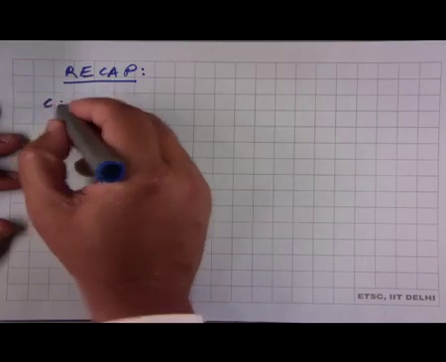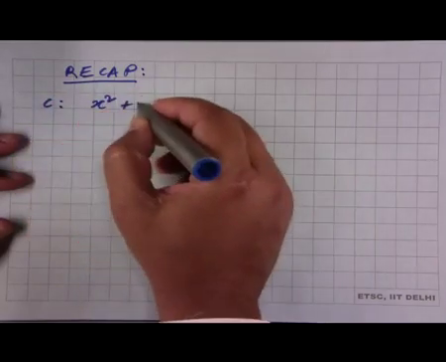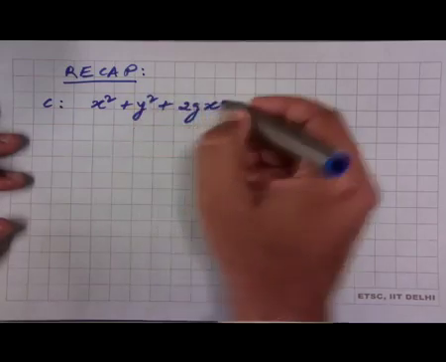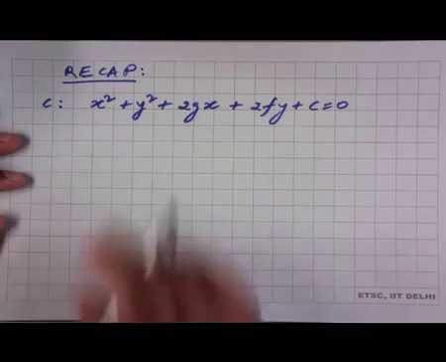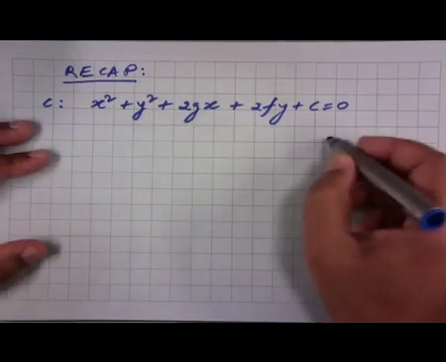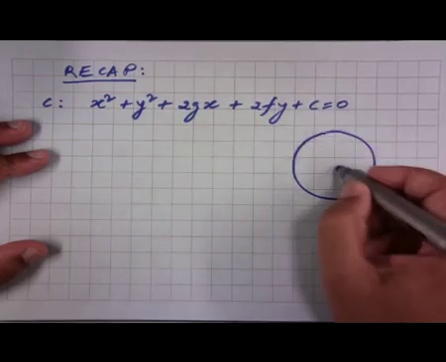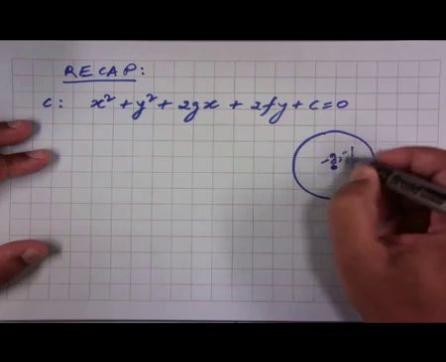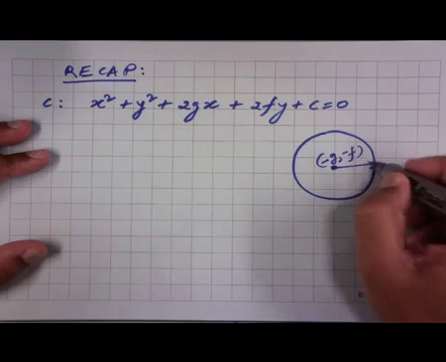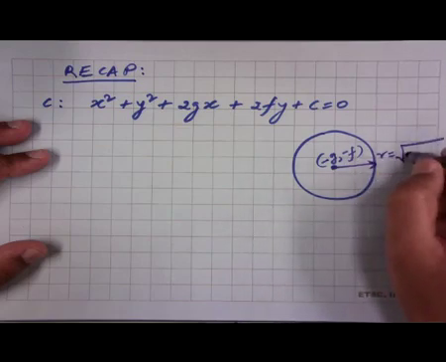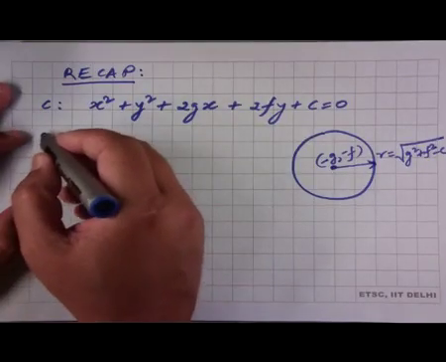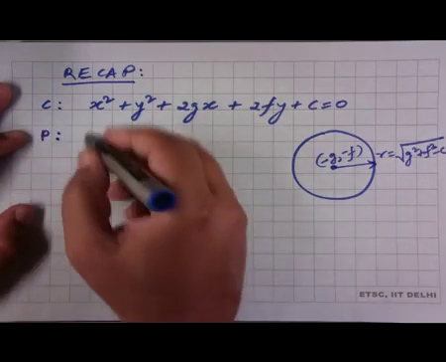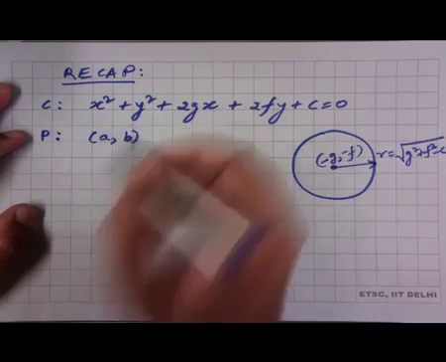So, suppose we have a circle C whose equation is x square plus y square plus 2gx plus 2fy plus c equals 0. So, we know that this defines a circle, let us say over here, with center at minus g, minus f and a radius r equal to square root of g square plus f square minus c. Now, suppose we are given a point P whose coordinates are a and b.